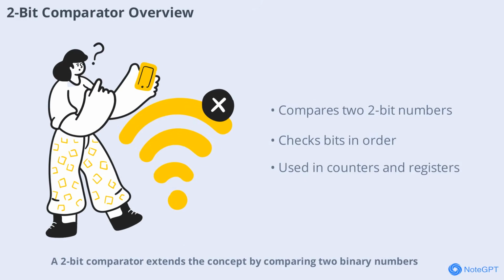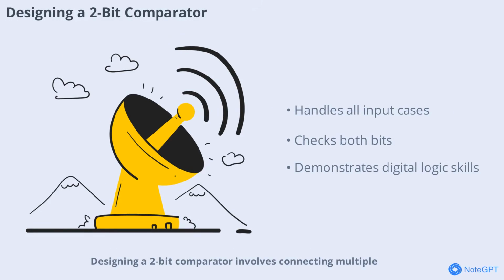A two-bit comparator extends the concept by comparing two binary numbers, each with 2 bits. The circuit checks the most significant bit first, then the least significant bit if needed. The output still consists of 3 signals: greater than, less than, or equal. This type of comparator is commonly used in digital systems that require comparison of small numbers, such as counters and registers. Designing a 2-bit comparator involves connecting multiple logic gates to handle all possible input combinations.